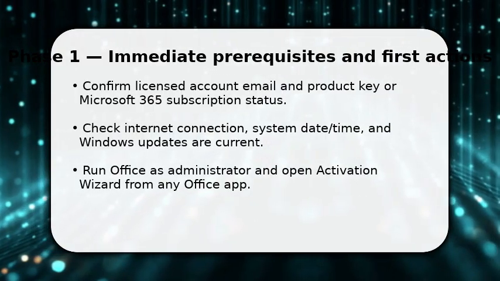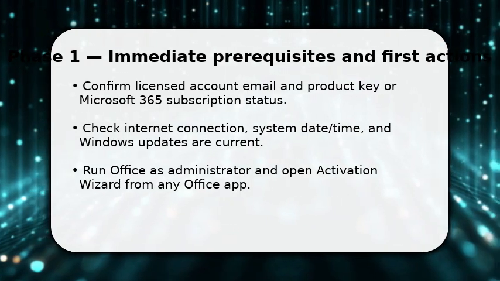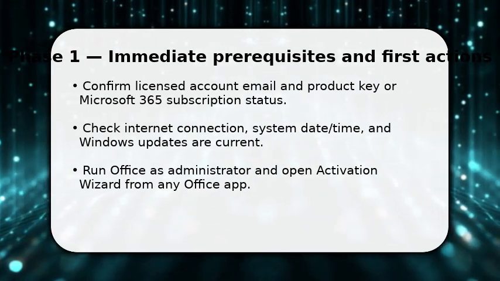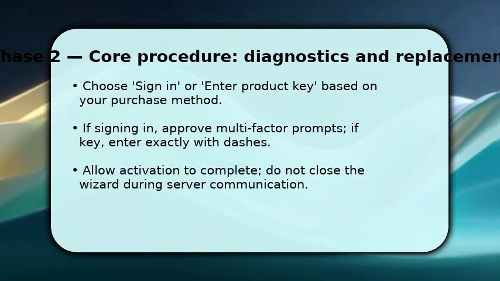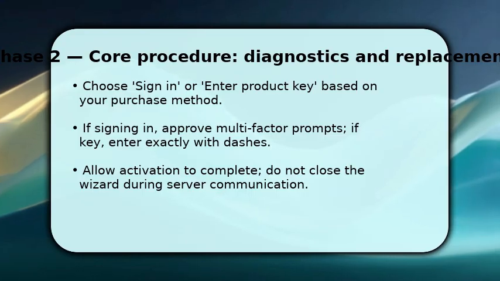Next, run any Office app as administrator and open the activation wizard. This begins the secure handoff to Microsoft. Follow on-screen prompts to proceed. Do not skip the sign-in step, because now you continue the process by selecting whether to sign in with your Microsoft account or enter your product key.